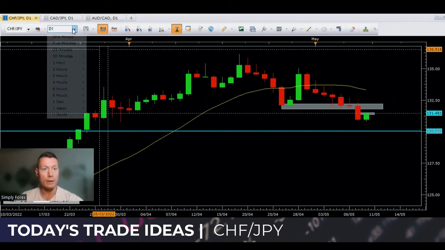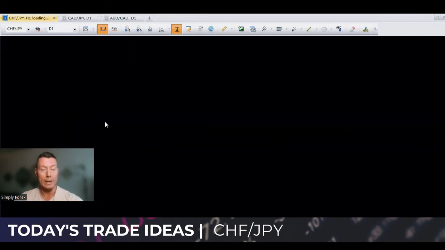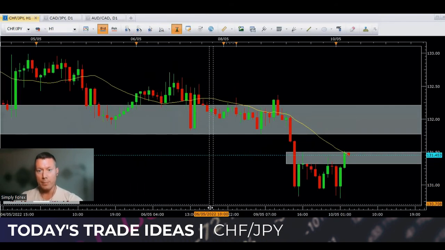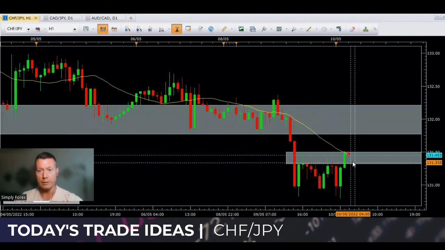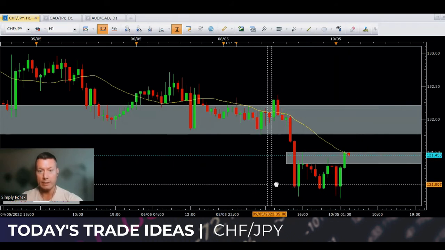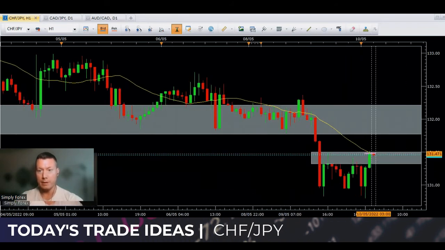Let's look at H1 to see where we can get in on this pair. So guys, I've got a couple of grey zones. We've got this first grey zone here. Price is already here, so we'll see what it does here. But this grey zone here corresponds with this last area of resistance.